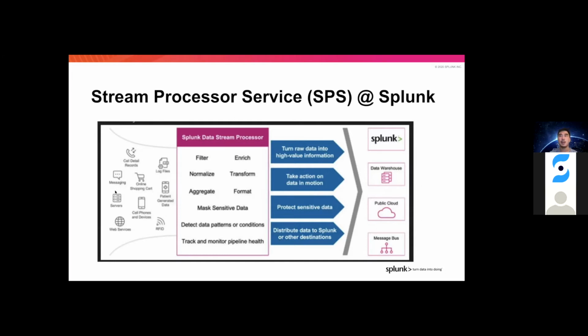As this picture is depicting, users are able to ingest a wide variety of data of different formats and from different sources into SPS, and they're able to leverage a rich suite of functions to apply and transform that data, and then eventually send and route it to the desired or appropriate destinations.